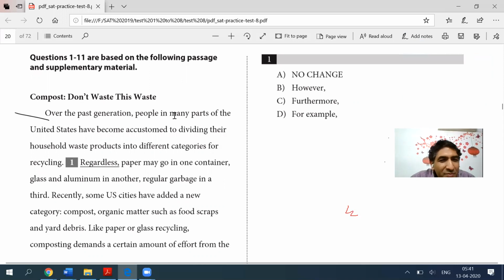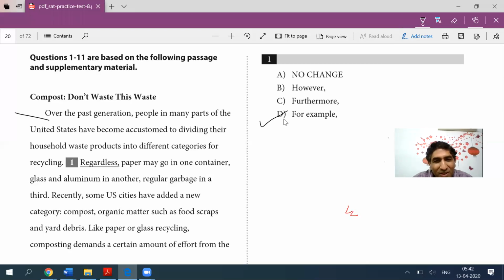Over the past generation, people in many parts of the United States have become accustomed to dividing their household waste products into different categories. So here it talks about dividing waste products into different categories for recycling. Now let us understand what is the context. Paper may go into one container, glass and aluminum into another. It sounds like an example. So the best discourse marker or transition would be to tell what is going to follow, and that is of course an example. So we go with for example.